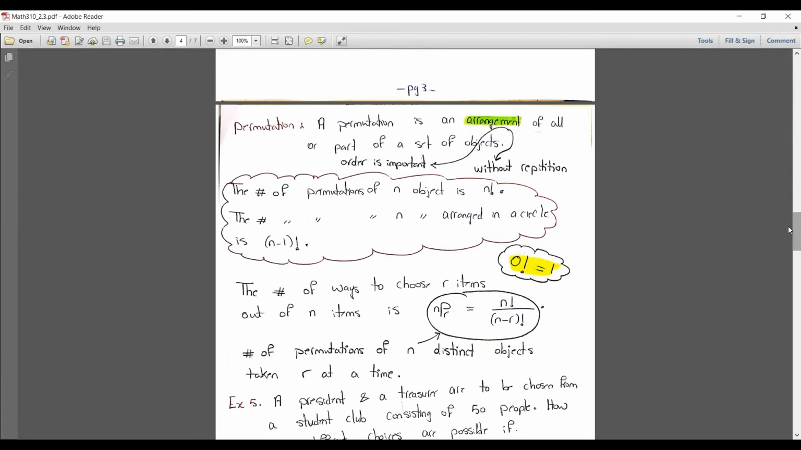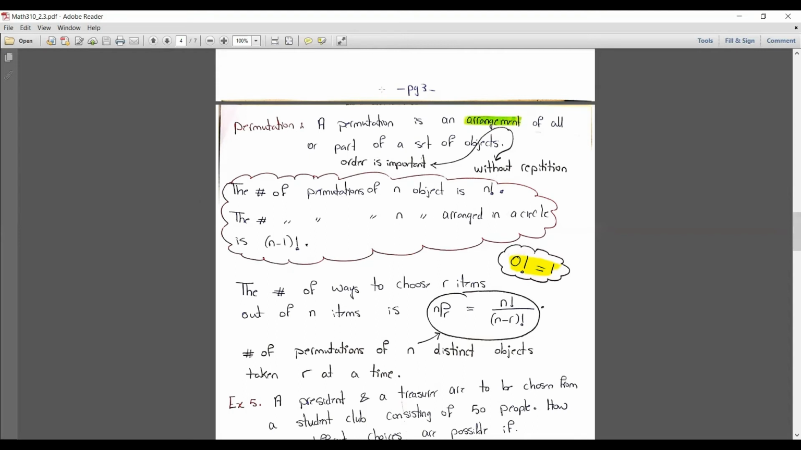Guys, if you want to choose the highest grade, or the first person in the class, the second, the third. Here we have levels. When we have levels, it means that the order is important. But we cannot do repetition. So in permutation, the order is important, but it's without repetition. We are saying here the number of permutations or arrangements of n objects in a row is n factorial.